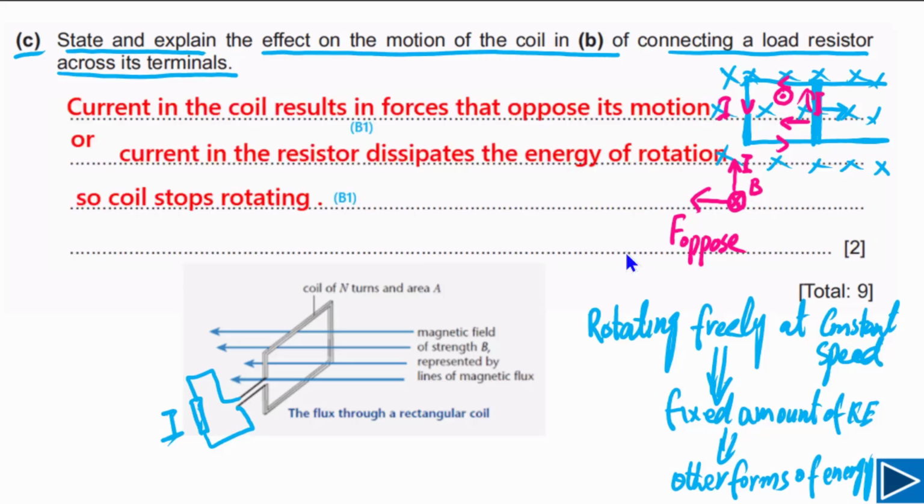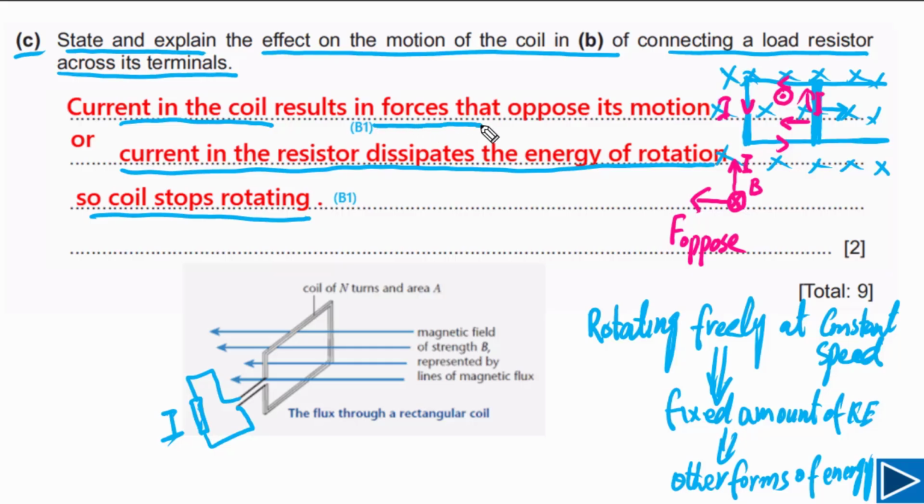Now look at this. This is how you can write down your answer. In your answer, if you have mentioned these points, based on energy, you can simply say that current in the resistor dissipates energy of rotation, so the coil stops rotating. Or you can explain that current in the coil results in forces that oppose its motion, so the coil stops rotating. So you can explain this one based on forces, or based on conservation of energy.